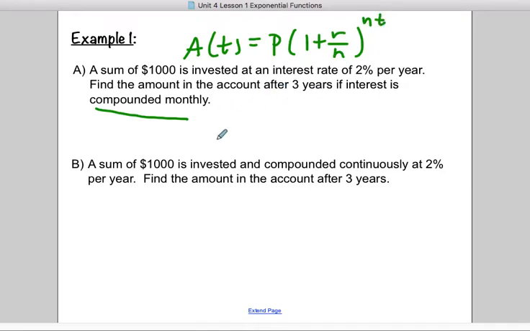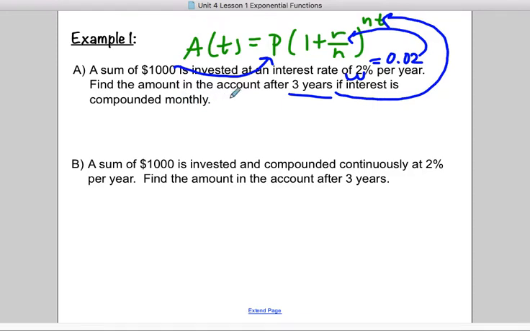Okay, so let's figure out what all of this information is. So we have $1,000. That is going to be our P because that's how much we started with. Okay, so plugging that into here. Our rate is 2%. So make sure you put it as a decimal, move it over twice. So 0.02. That is your interest rate for R. So that's what your R value is. It says find the amount in the account after 3 years. Well, 3 years is time, so that means T is equal to 3.